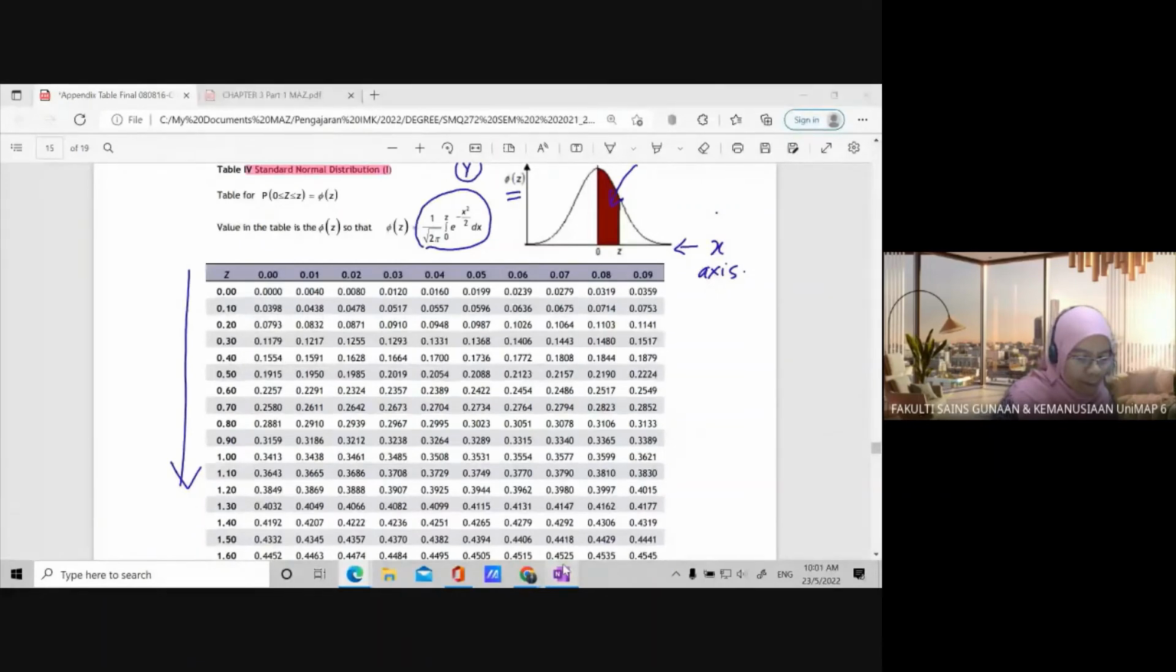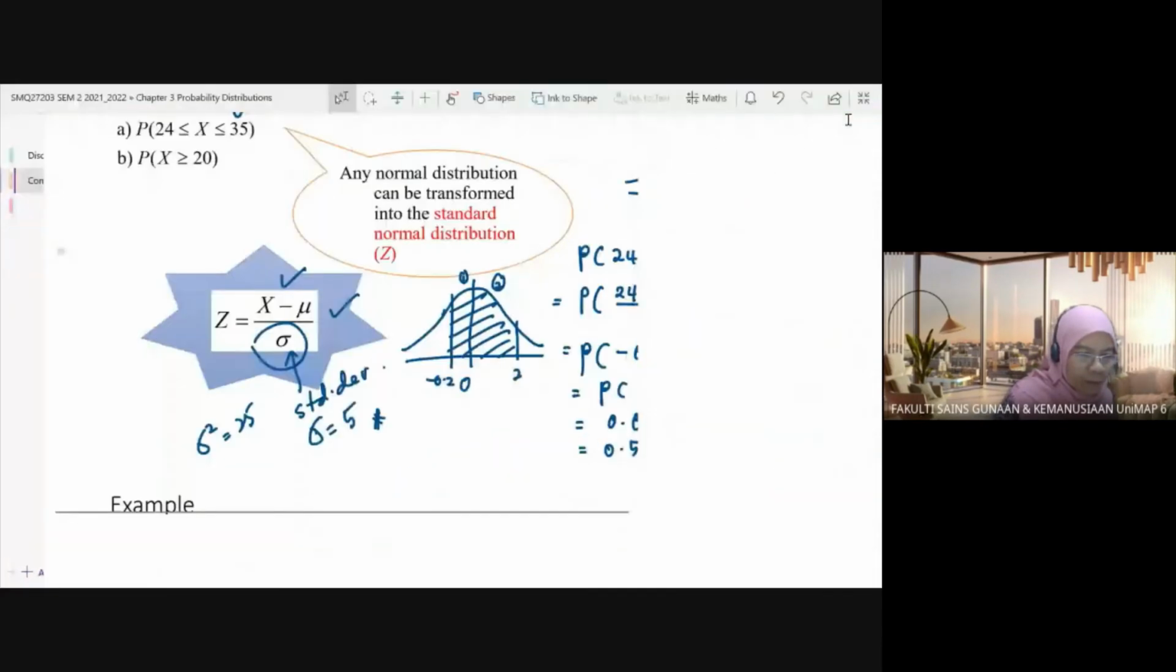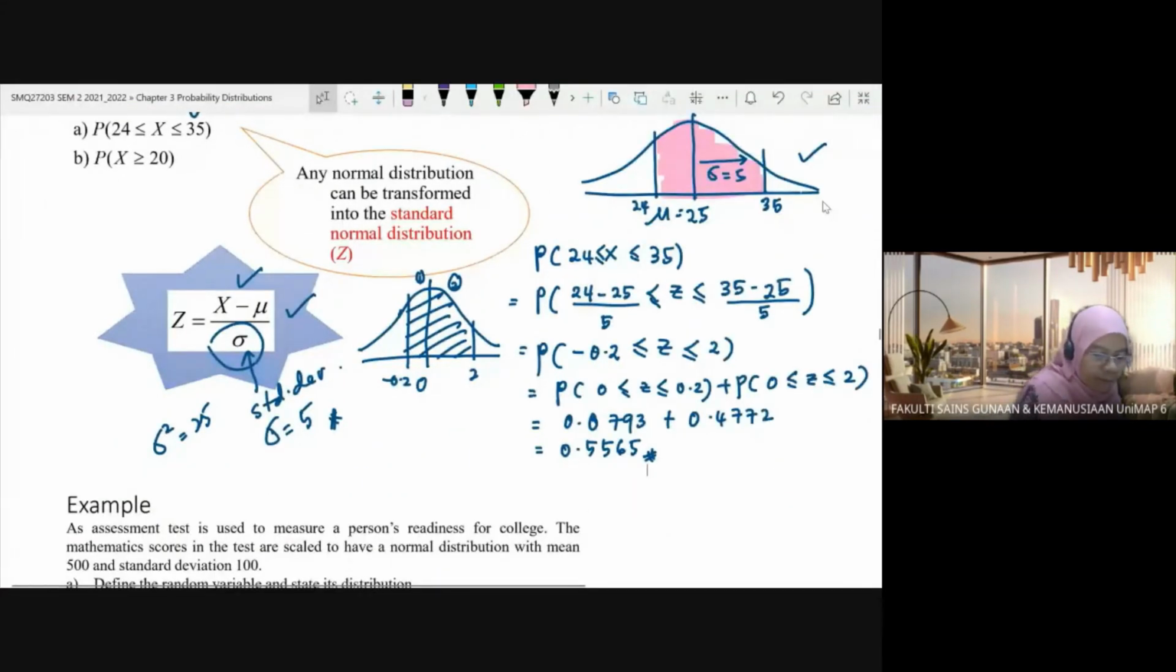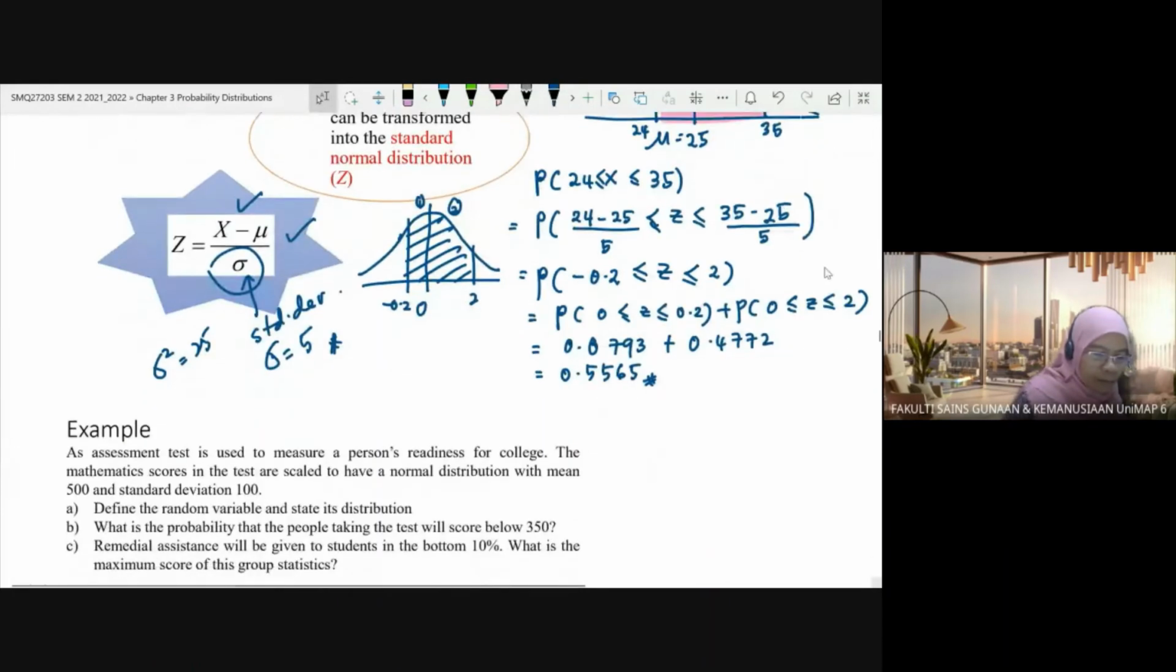Okay, so what about the second question? Find P(X greater than or equal to 20). So this becomes P(Z greater than or equal to (20 minus 25) divided by 5), which is equal to what?